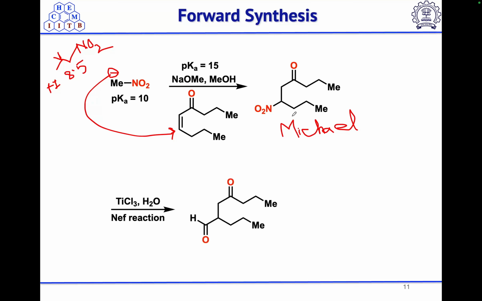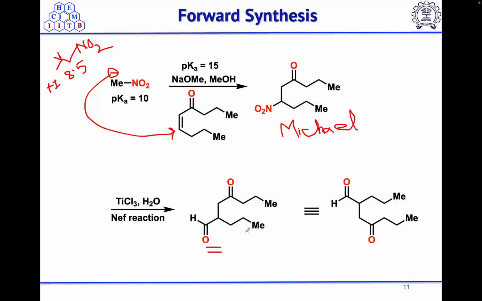Now the next step is basically you have to do the Nef reaction. Okay, the Nef reaction we have already discussed. If we treat with titanium trichloride in water, we'll get the corresponding nitro to carbonyl, this aldehyde. Okay, so this was our target in the retrosynthetic analysis in the last slide. So now in this slide we see how we can carry out the reactions to get this target product. So I guess you have got an idea about Nef reactions or umpolung chemistry.